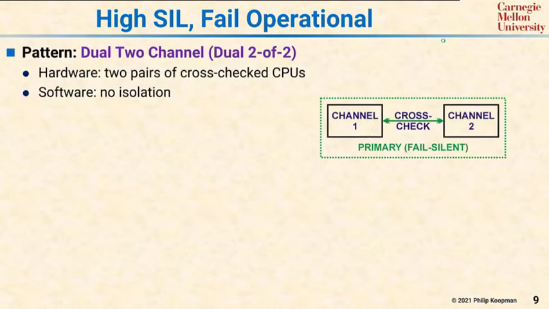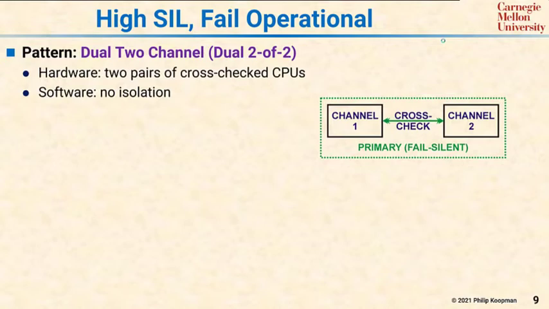Some systems need to be both high SIL and fail operational. To accomplish this, you can use a dual two-channel architecture, often called dual 2 of 2. The hardware pattern is that you have two pairs of cross-check CPUs. The first cross-check pair provides the primary functionality.